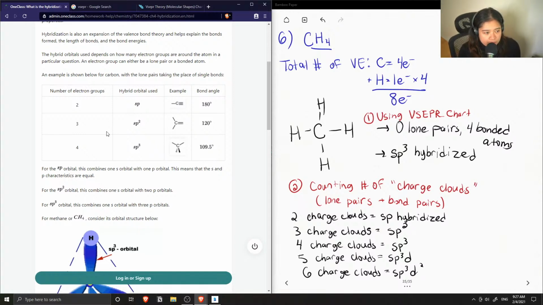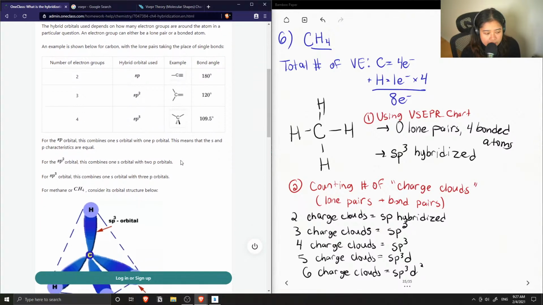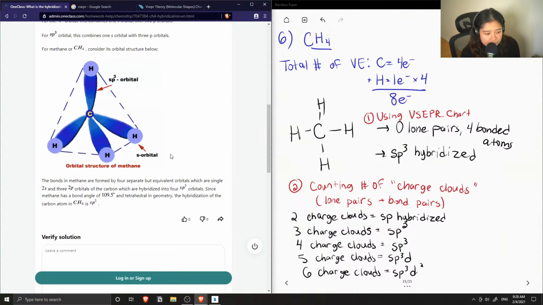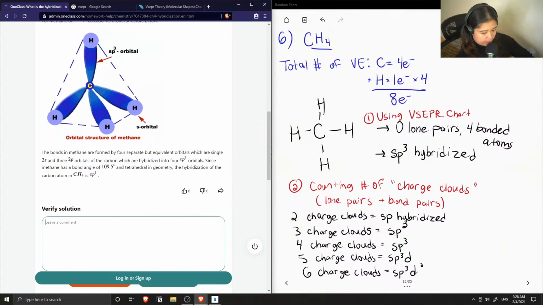Okay, so they have their examples. sp is when you have a triple bond and the carbon only has 2 bonded groups. sp2, there's a double bond and there are 3 charge clouds. sp3, all single bonds. Okay, so this solution is correct.